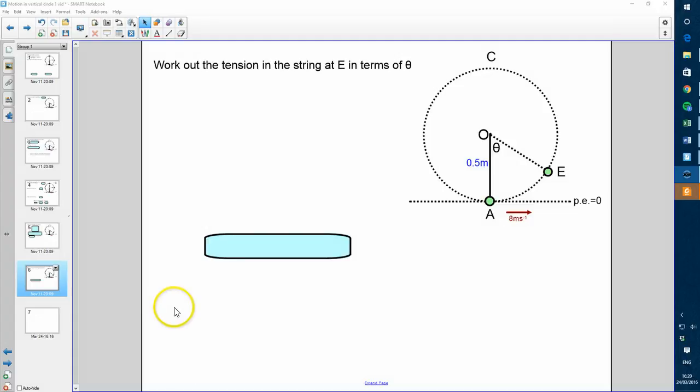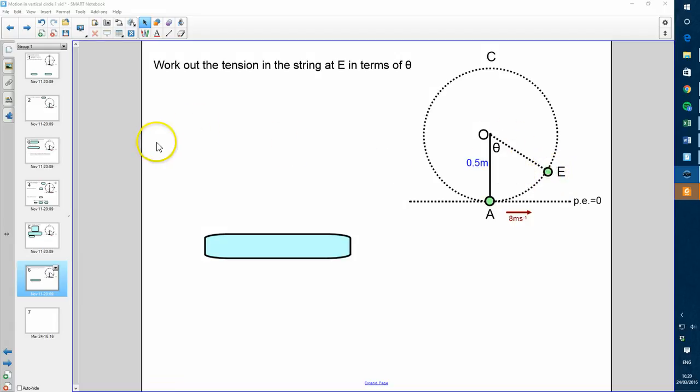Hi, in this video we're going to have a look at how we can work out the tension in a string when we've got vertical circular motion. So for example, in this situation I've got a particle that is travelling around in a vertical circle, and the particle is going to move from A to E. At A we know it's going at 8 meters per second, and what we want to know is what the tension in the string is when it gets to point E.